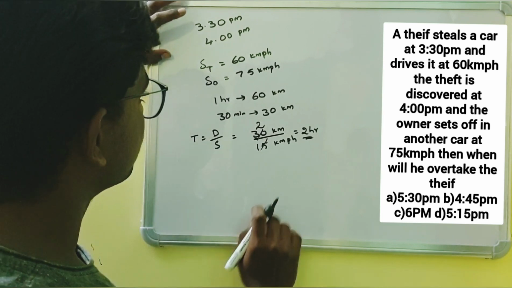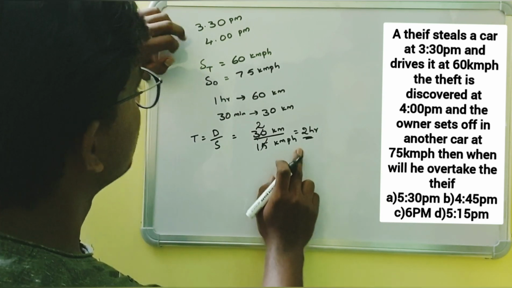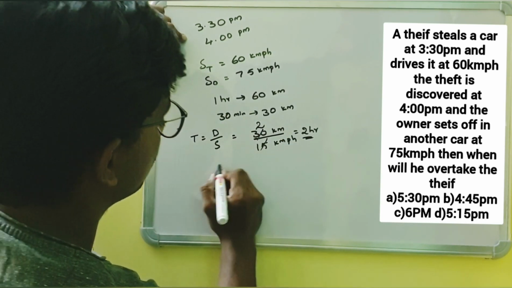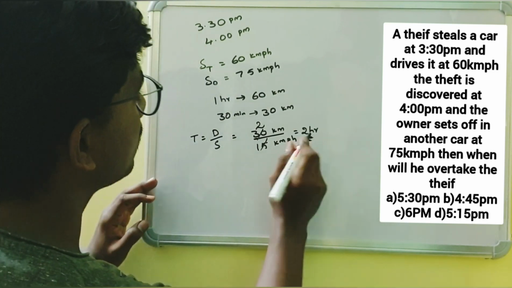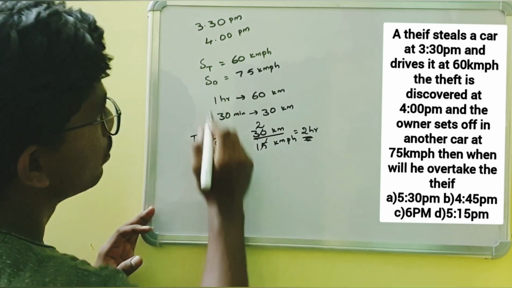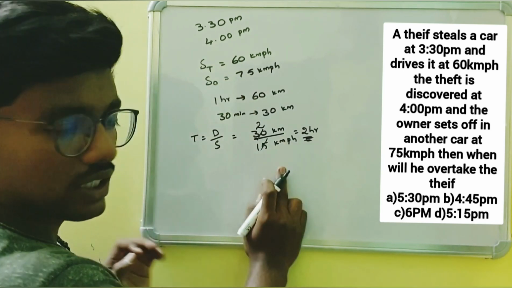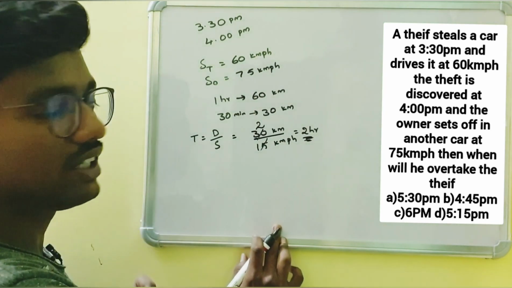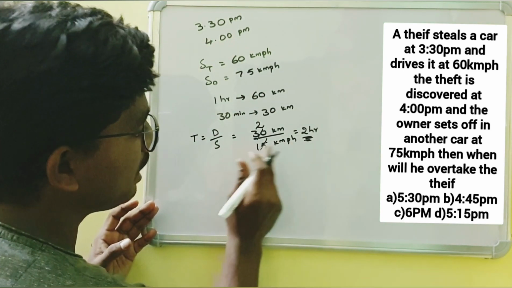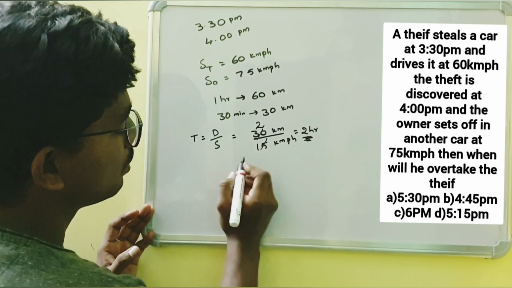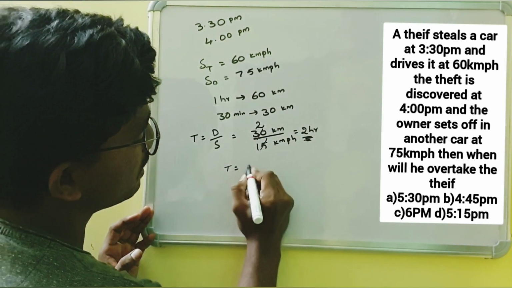So see, here we got 2 hours as our answer. So at 4 o'clock the owner has started with his car. So after traveling 2 hours he has overtaken the thief. So our answer is 6 o'clock.